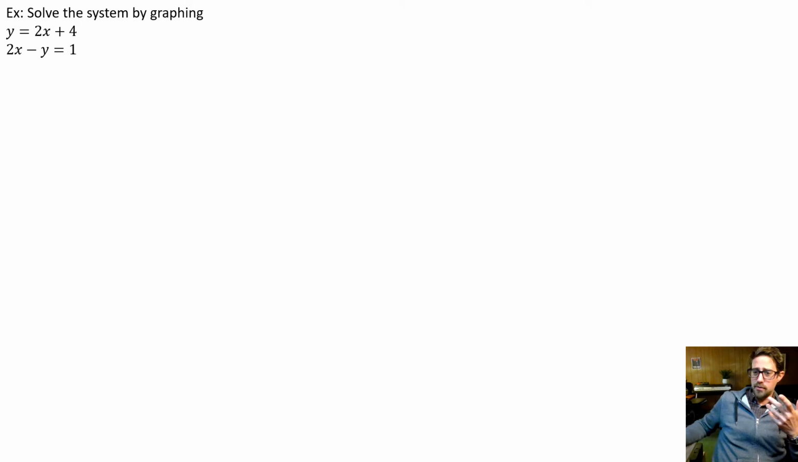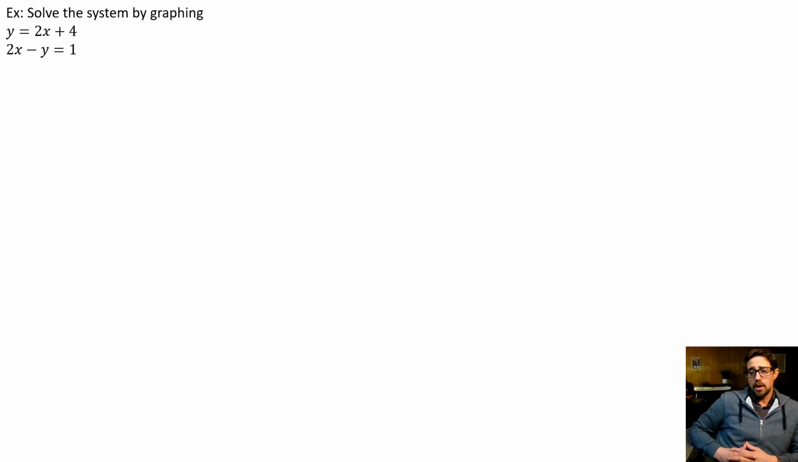Okay, let's do another. If you're happy with what we just did, I would pause the video and try this on your own calculator. Your calculator certainly has a way of doing an intersect if it's not obvious just from looking at the graph. Again, these should all be integers, so assume it's not going to be something tricky where you think it's one thing and it's another. Okay, so that's our system: y equals 2x plus 4 and 2x minus y equals 1.